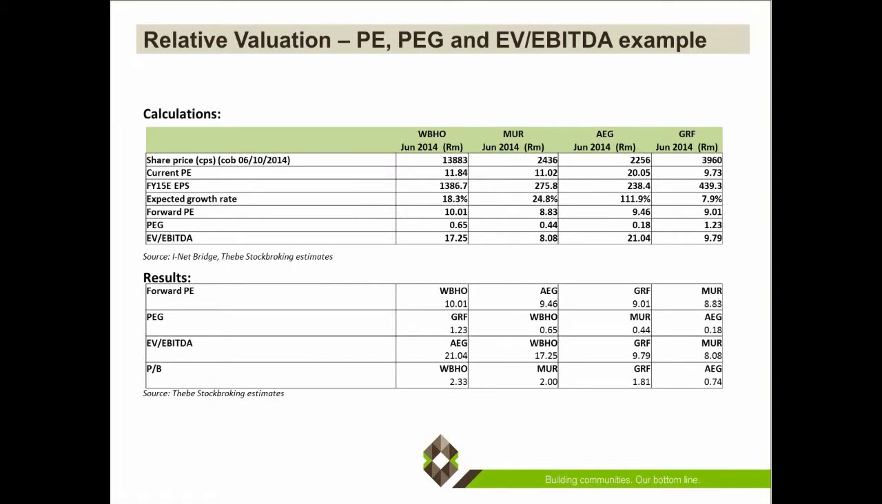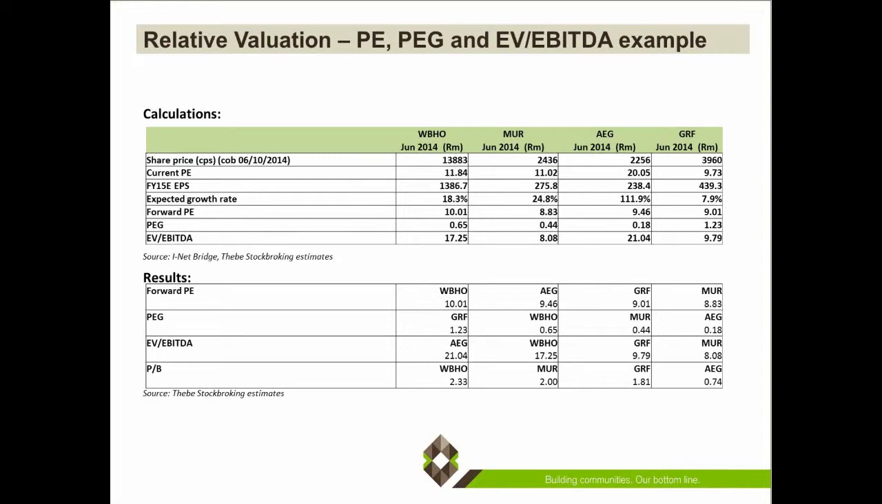So now that we've looked at relative valuation, let's look at an example. We're taking the big four construction companies: Wilson Bayly Holmes, Murray & Roberts, Aveng, and Group 5. And we are going to apply our different relative valuation metrics on these companies to see which of those are undervalued or overvalued compared to the industry.